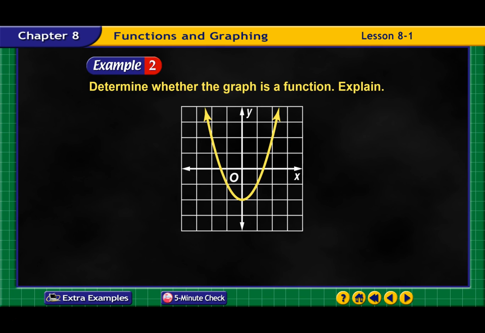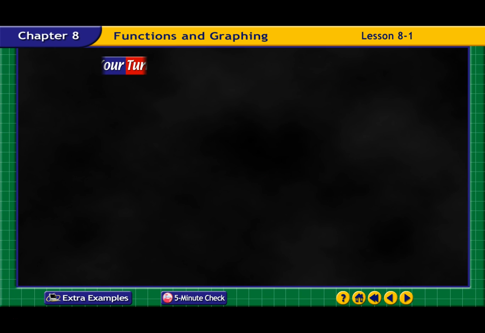All right, so determine if this graph is a function. Explain. Well, this one says if we pass the vertical line test. So if I was going vertical, there it's fine, there it's fine, one time, we're good. Passes the vertical line test.